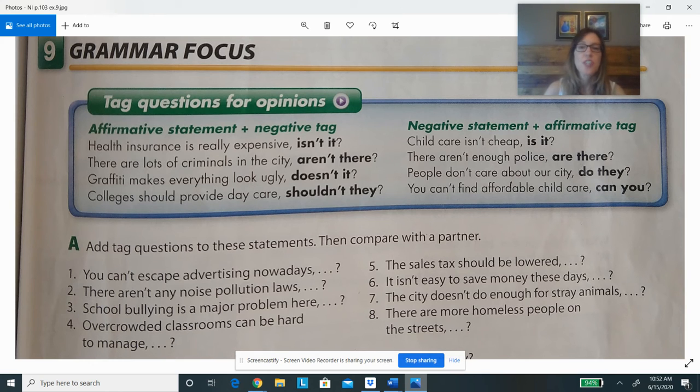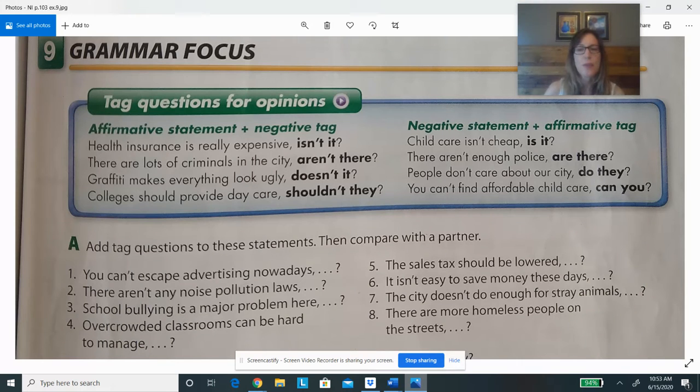This is your new Interchange book, page 103, exercise 9. And here we have a lesson called Tag Questions for Opinions. This is a type of grammar that we use when we are expressing our opinion and asking a question that doesn't necessarily need an answer, but we are looking for someone to confirm what we think, or maybe just agree with what we think.